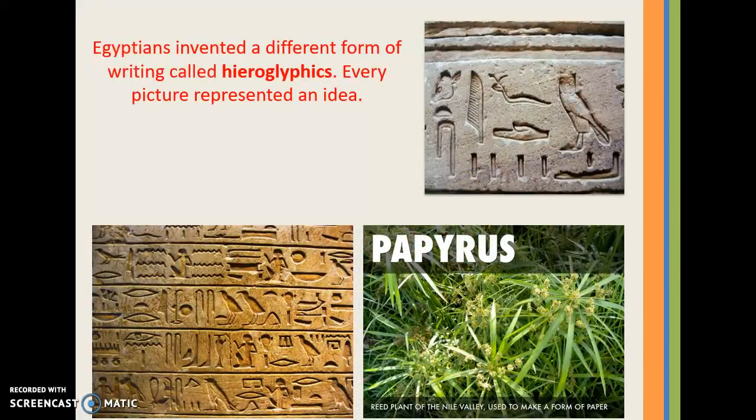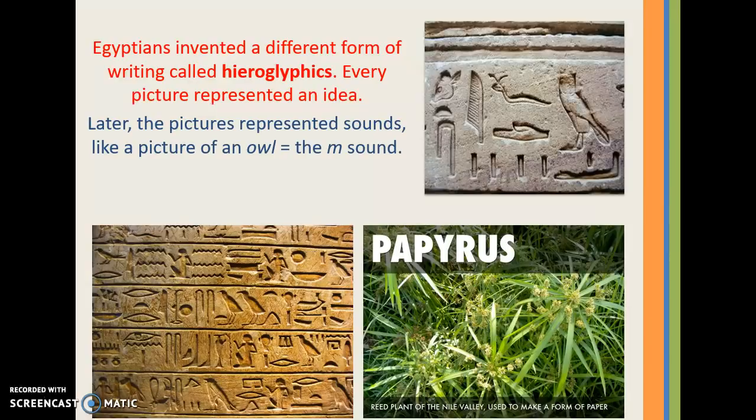Egyptians invented a different form of writing called hieroglyphics. Every picture represents an idea. Later, the pictures represented sounds, like a picture of an owl would be the M sound. Don't get into this. Just know that Egyptians wrote with hieroglyphics, and this is what they look like.